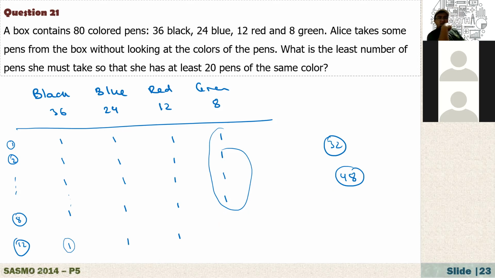So what is the least number of pens she must take so that she has at least 20 pens of the same color? So now if I continue 8 more, 48, right? 8 more, so this one is 8 more and this 8 more. So it will be 1664.